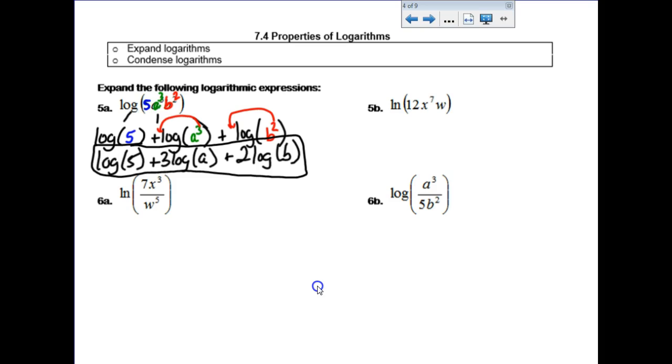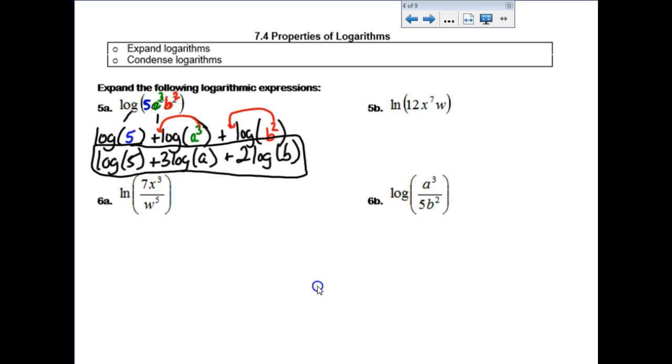So I'm going to leave 5b for you to do. Let's look at 6a. 6a is a good one because you have 1, 2, 3 things in that logarithm, and I think you also have all 3 properties in that logarithm. So that 5a is done. Let's look at 6a. What do you use first?